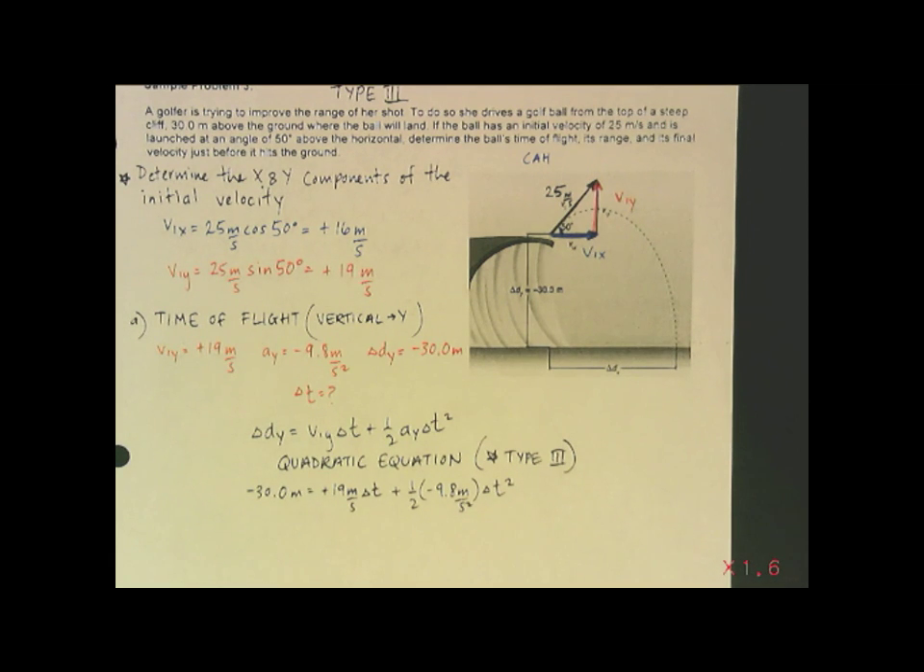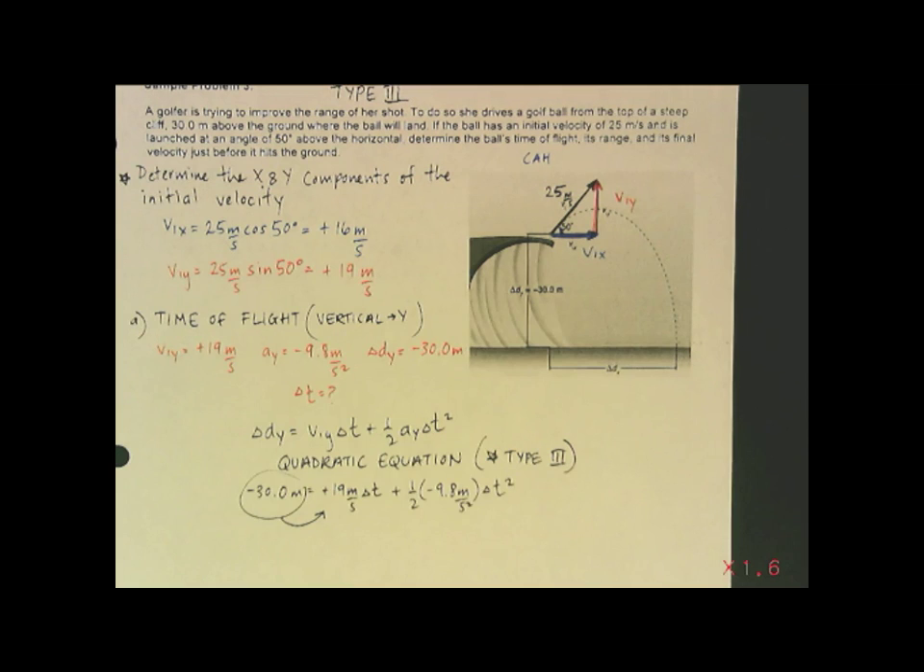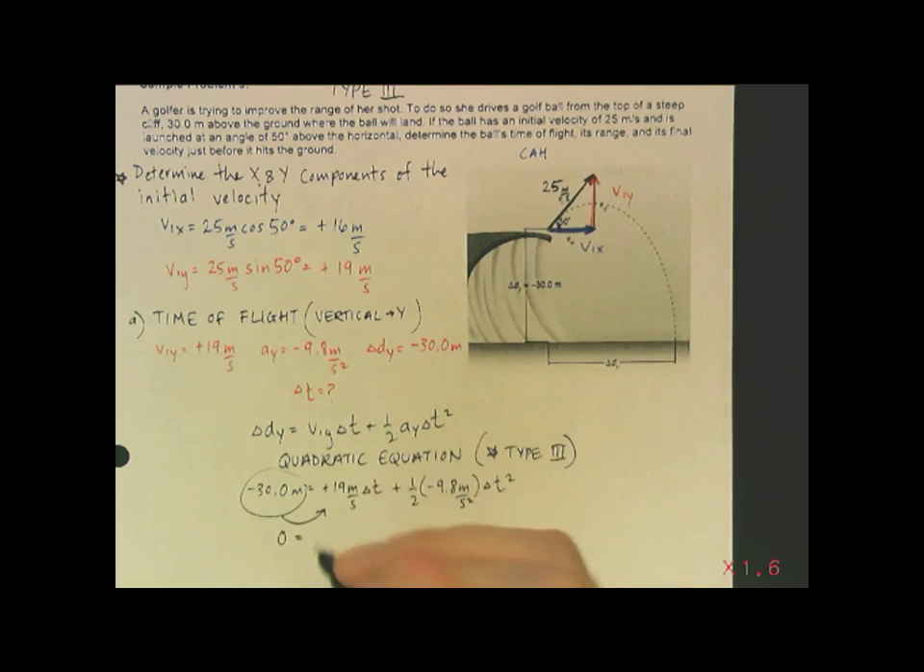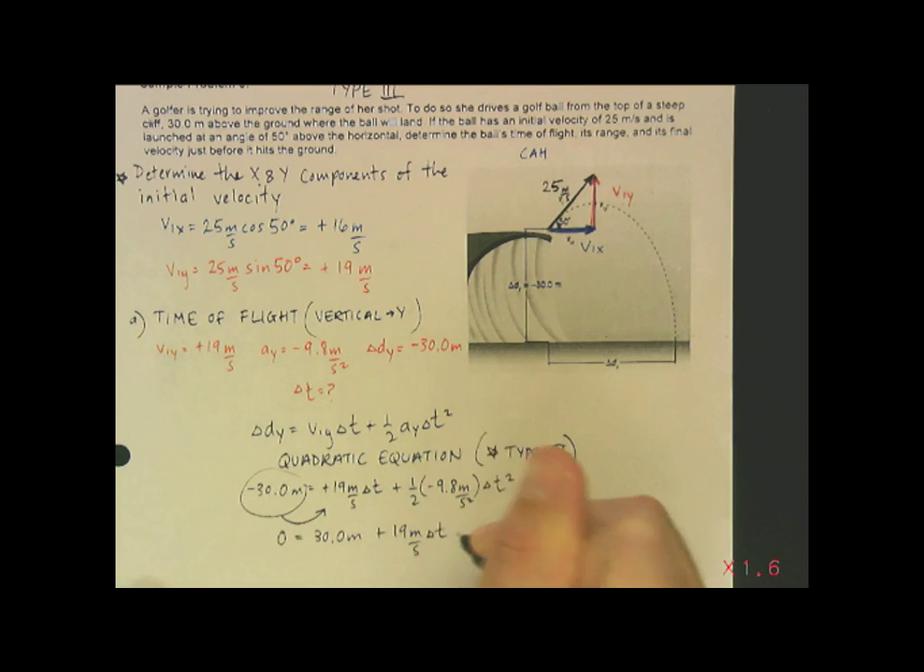Quadratic equations are always set to 0. So the first thing we're going to do is take this negative 30 and bring it over the equal sign. So we have 0 is equal to 30.0 meters plus 19 meters per second delta t. Now, what is 1/2 of negative 9.8? Alex? 4.9. So it's going to be negative 4.9 meters per second squared delta t squared.